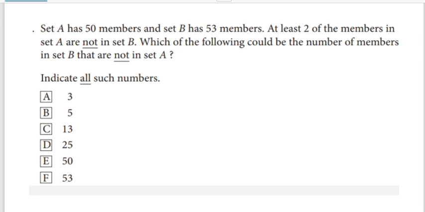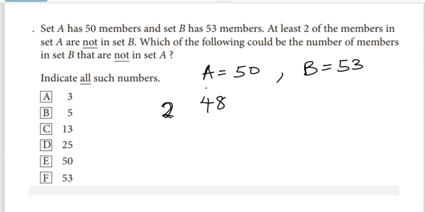For this particular question, we are given that set A has a total of 50 members, and set B has a total of 53 members. Okay, at least 2 of the members in set A are not in set B. That means 2 members could be just in A, while 48 members in A can also be in B. Or 3 members can be only in A, and 47 will be in both A and B. But at least we know that 2 members are not in B.